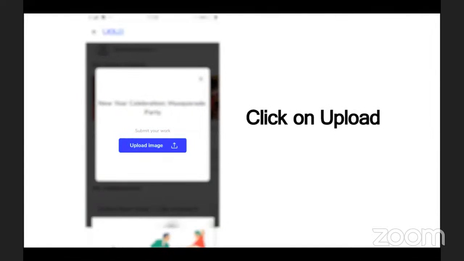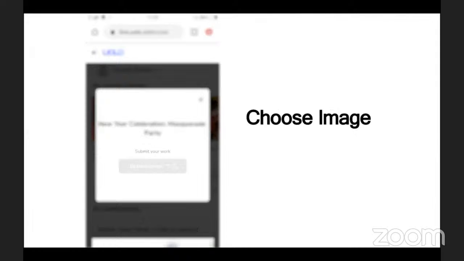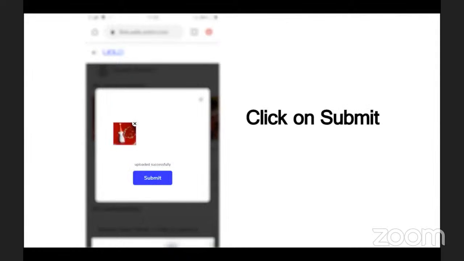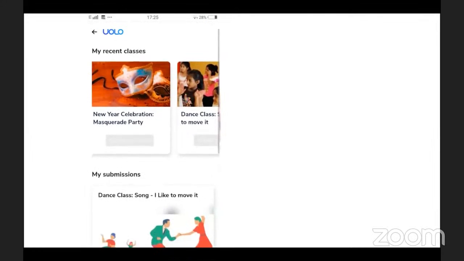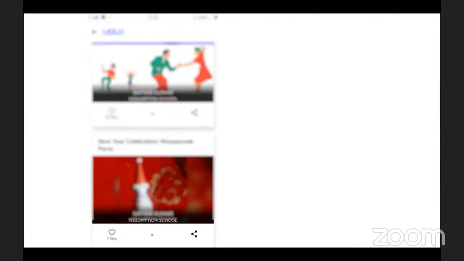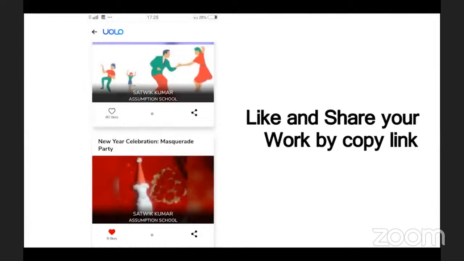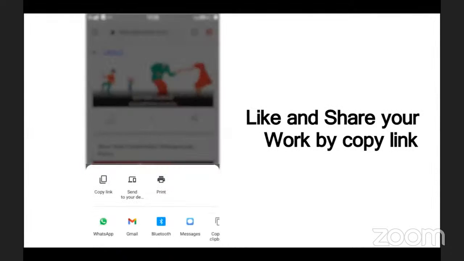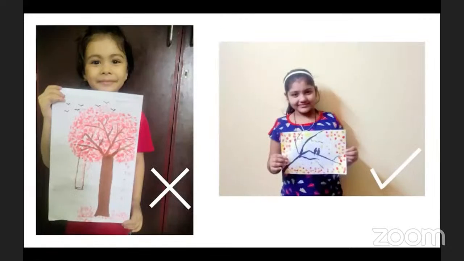Upload image. Choose image and click on Submit. Explore your work under My Submissions. Like and share your work by copying the link. Please upload your pictures in landscape mode.